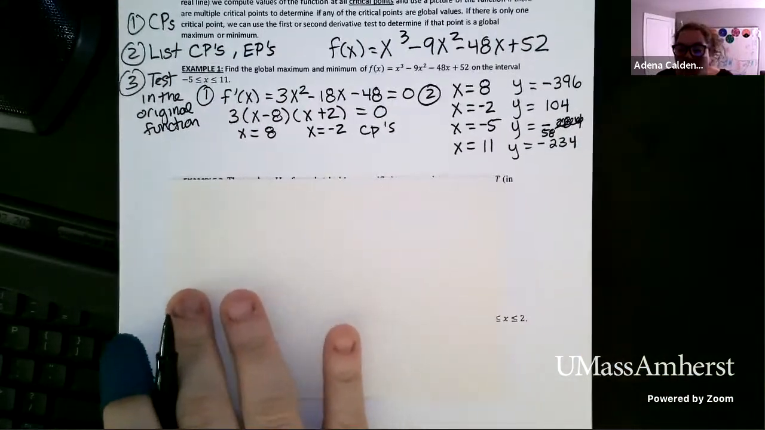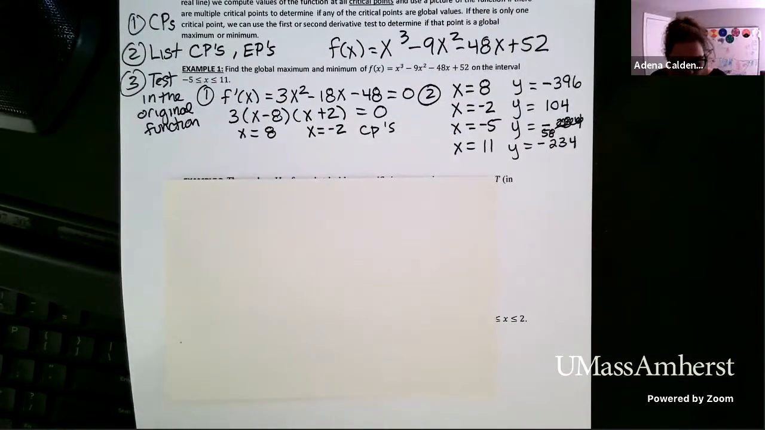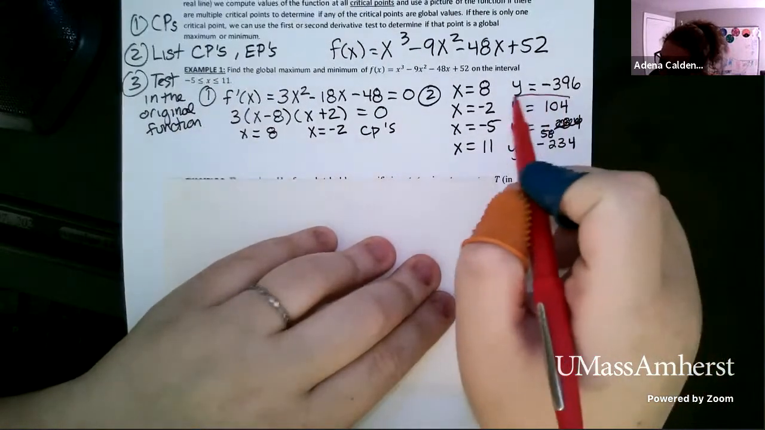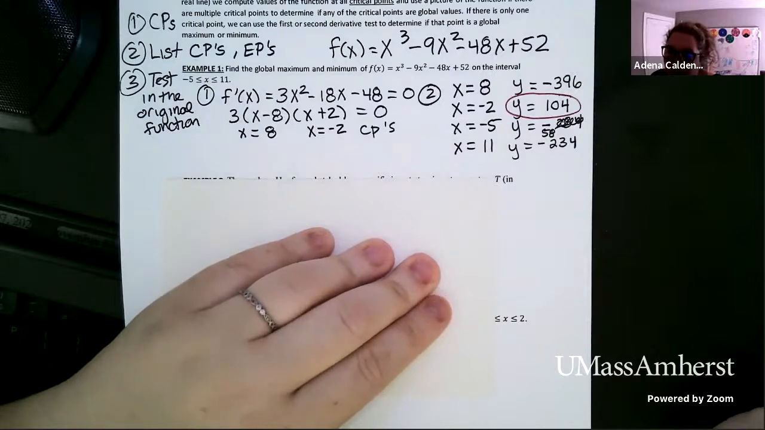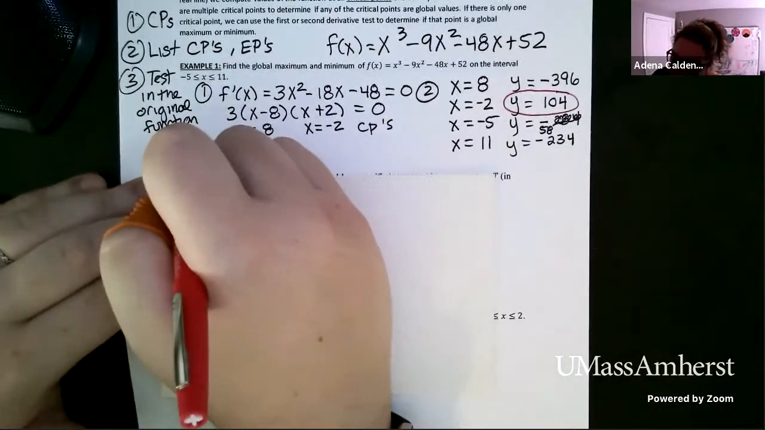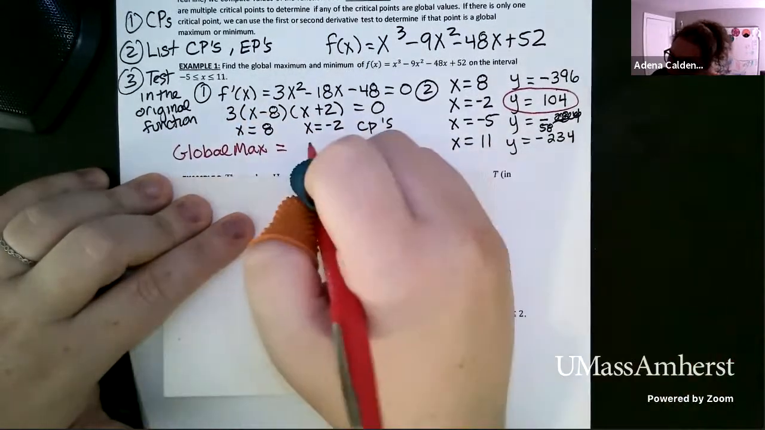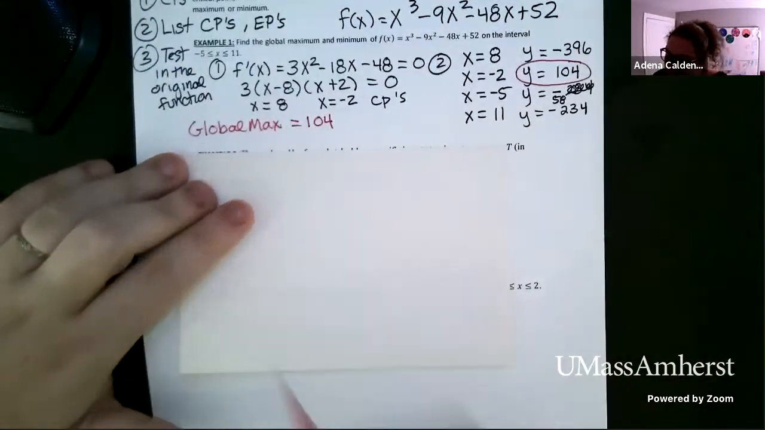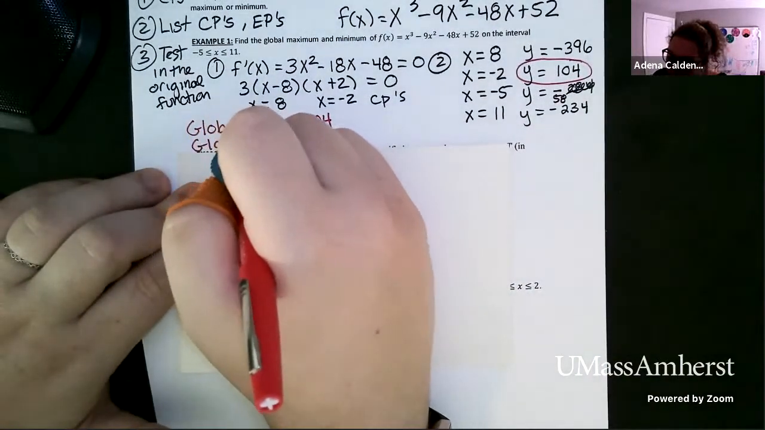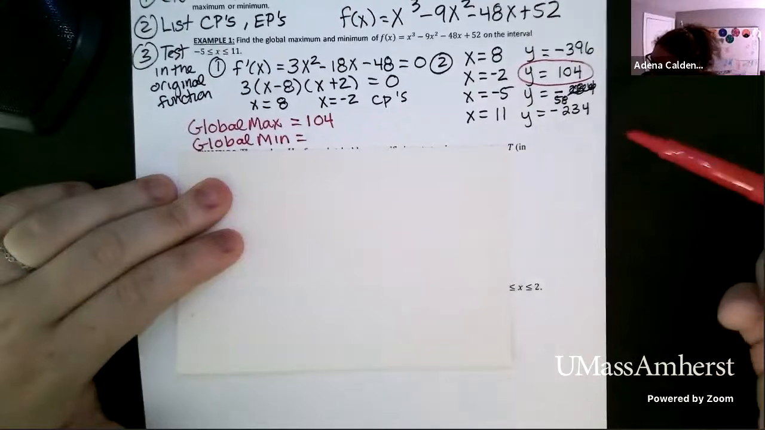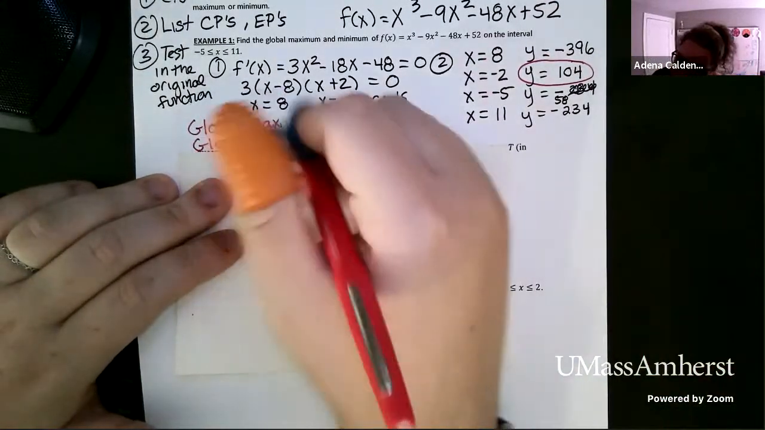The reason we make this list is because global maximums and minimums are defined by their y values. So I have to look through this list and ask, on a number line, which one is the biggest and which one is the smallest. y equals 104 is the biggest, so I have a global max of 104. And then I also need to ask which one is the lowest on the number line. My global minimum here is -396.